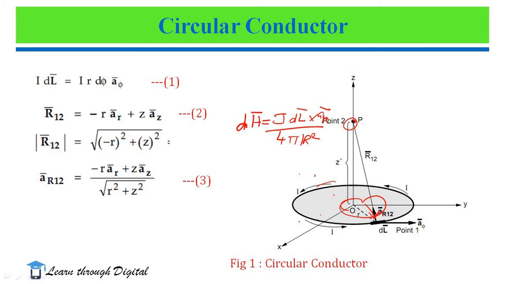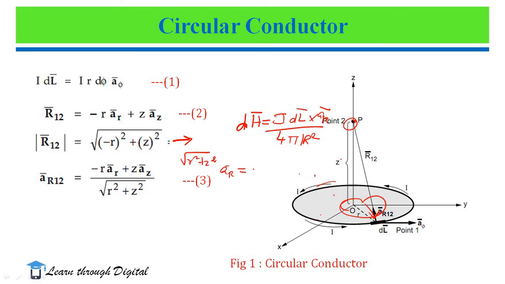Next we are going to write R vector. R vector is the distance between point 1 and 2. That means distance between the current element and the point where we are going to find the magnetic field intensity. Here the point is placed along the axis of circular loop. Now R vector is z a z vector minus r a r vector. From this we find the magnitude of R vector. Magnitude of R vector is root of r squared plus z squared.